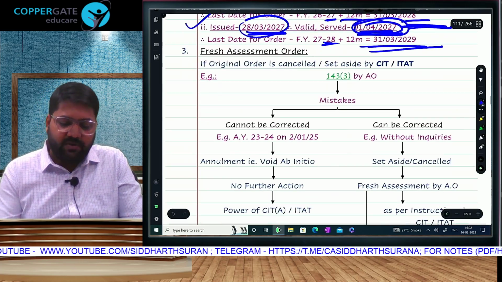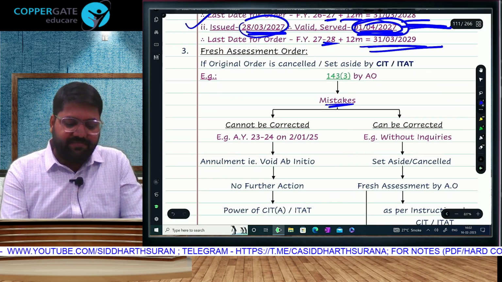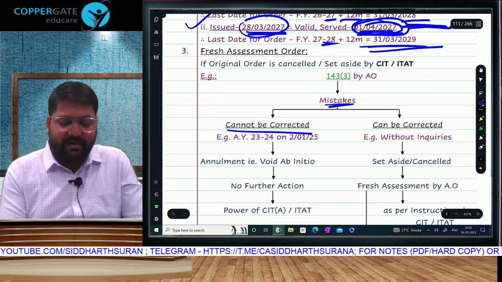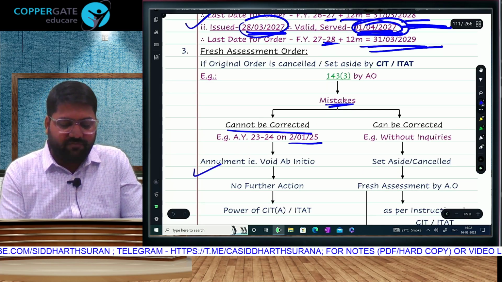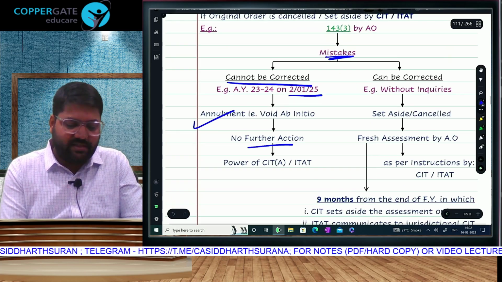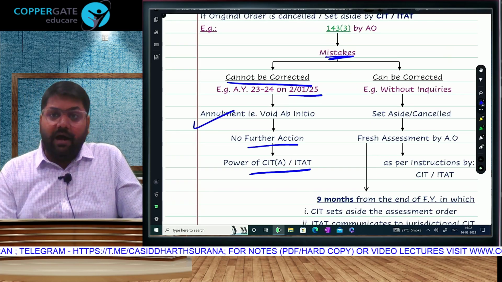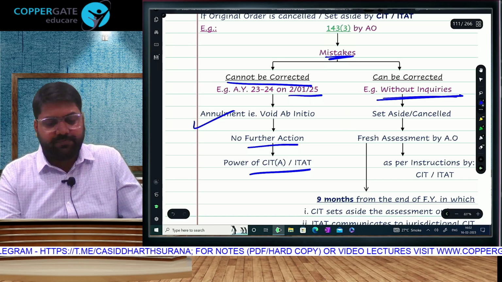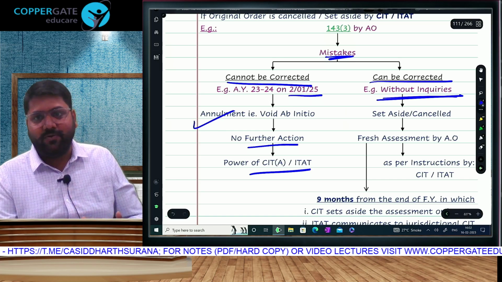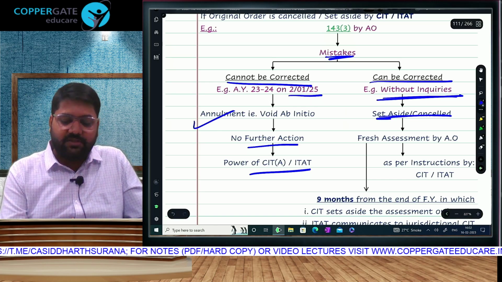Next, fresh assessment order. Whenever an AO is passing an order which has mistakes, if the mistakes cannot be corrected, like a time barred order, then we have to do annulment, that is void ab initio. Obviously, there will be no further action. Annulment can be done by CIT appeals and ITAT. However, sometimes if, example, an order is passed without inquiry, so we can correct it by doing inquiries or investigation, such orders will be set aside.